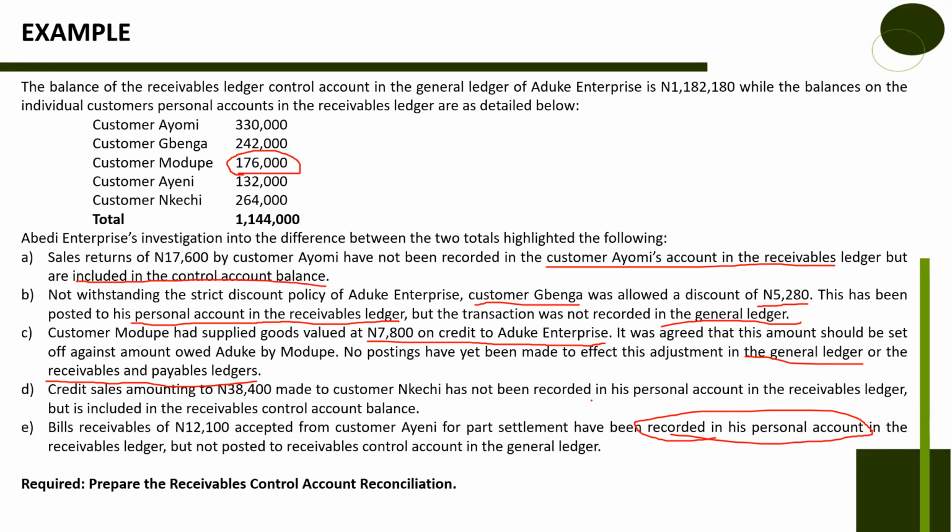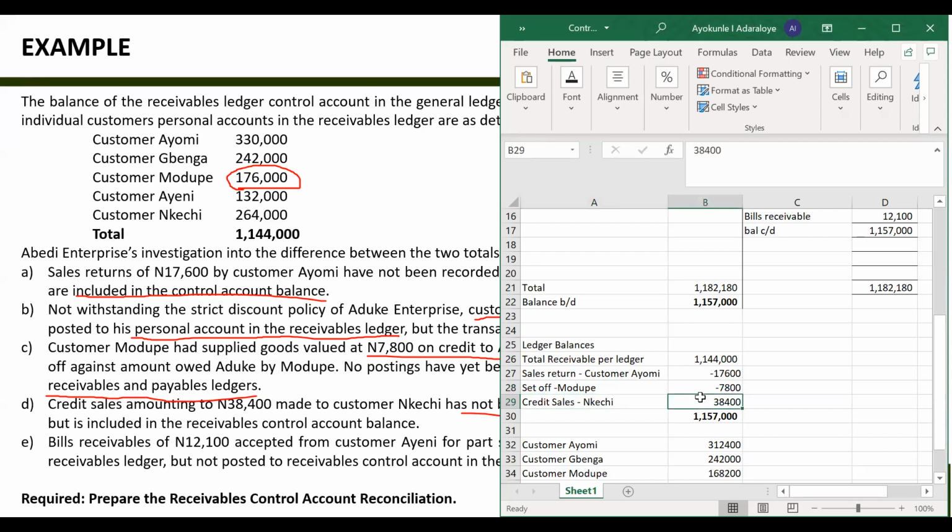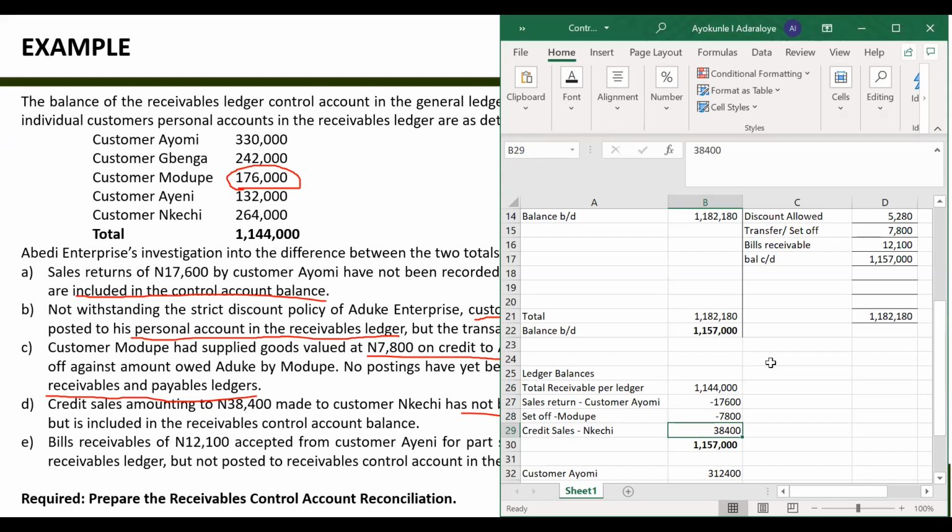But where are we debiting and where are we crediting? Let's see. It has not been recorded in Nkechi's personal account, meaning that this is the account that we are working on. Let's go back to our Excel. Credit sales, Nkechi is going to increase by 38,400. Now that we have posted, okay, now we have one more, the last one.